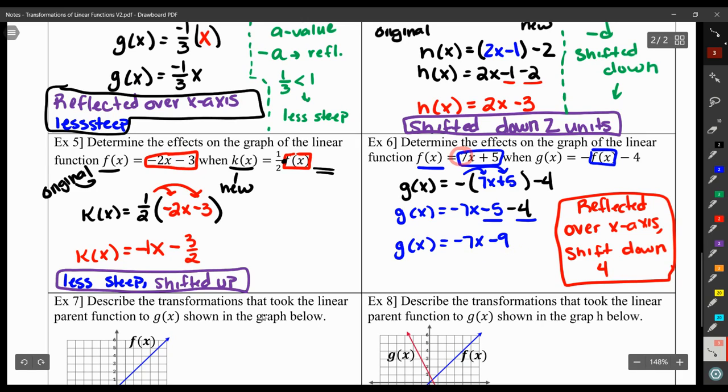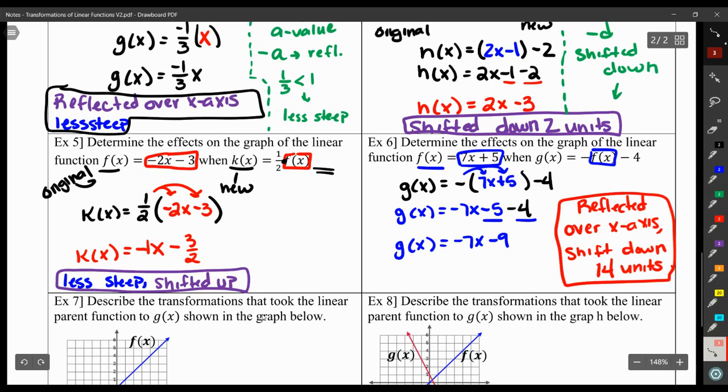So the slope went from a +7 to a -7. From a positive number to a negative number means there was a reflection over the x-axis. Now it went from a 7 to a 7, so the value of the slope didn't change. That means the steepness is the same on both of these. It's just that one is going up and one is going down, which is where the reflection comes in. And then finally, I had a y-intercept at 5, and now I have a y-intercept at -9. So my transformation is actually a shift down of 14 units.